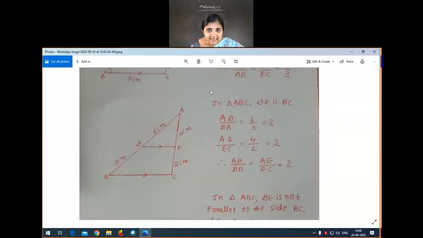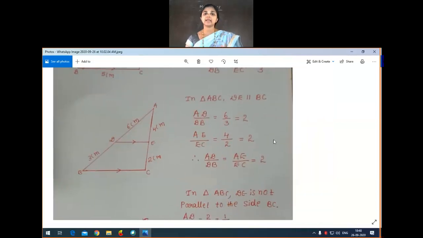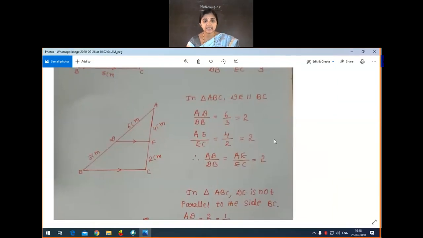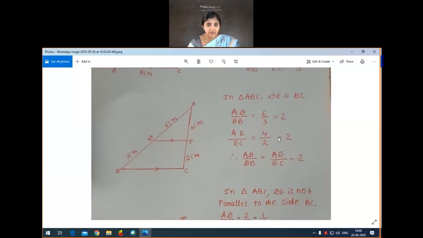I'll take the second figure now. In the second figure, again I took the name for the triangle as triangle ABC. Again you are observing that DE is parallel to BC. Here again take the relationship AD divided by DB is equal to AE divided by EC. So here 6 by 3, when we simplify, you will get the answer 2. Next here take AE by EC, that is 4 by 2, that is equal to 2.